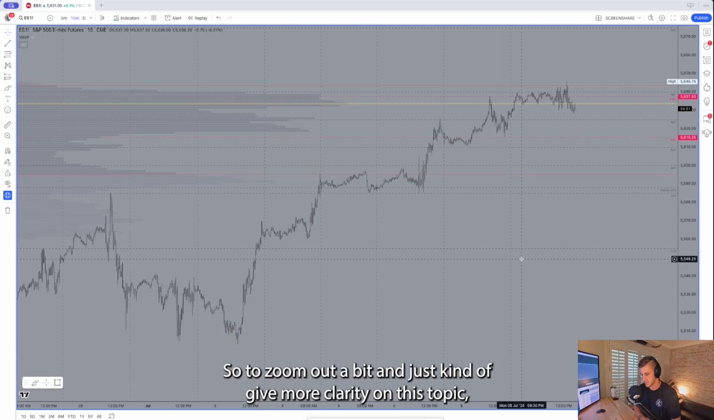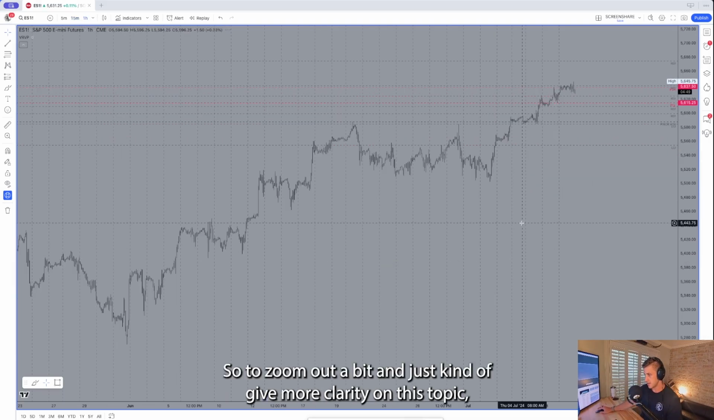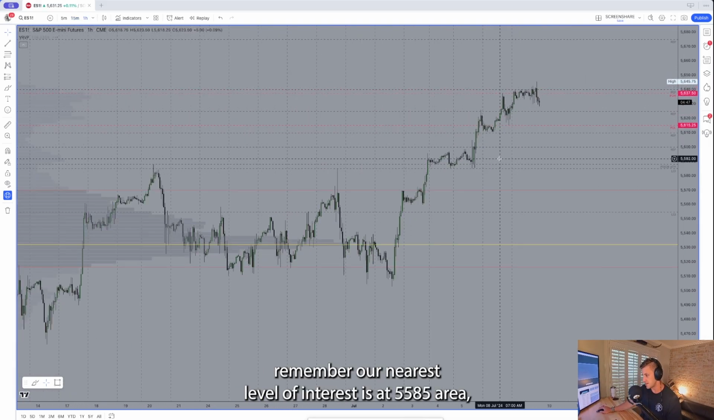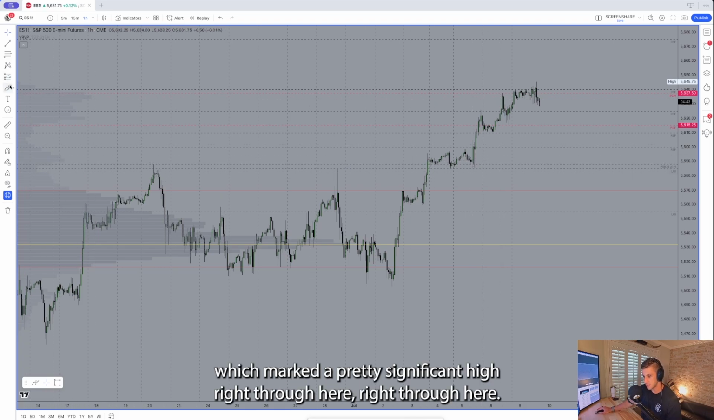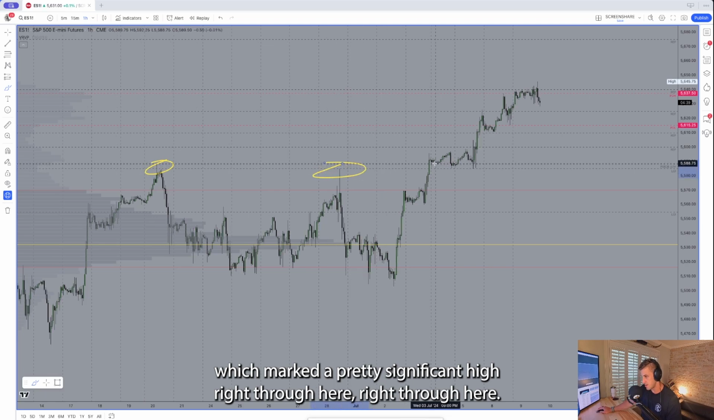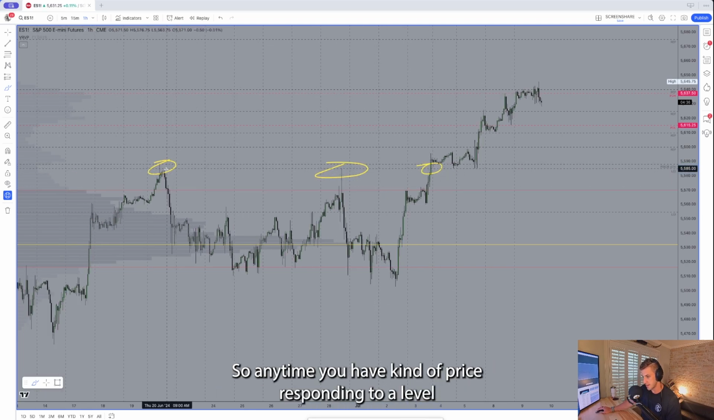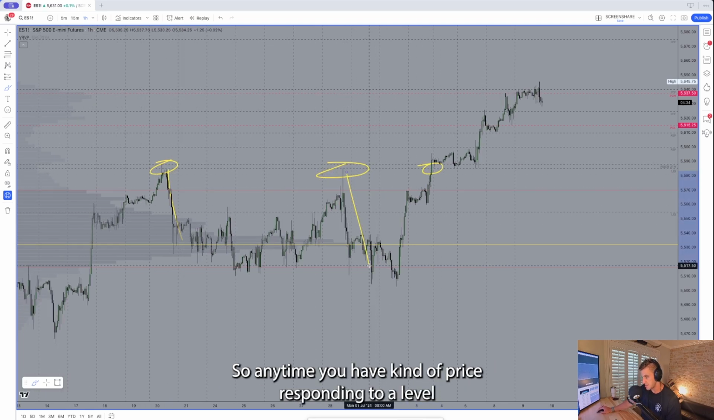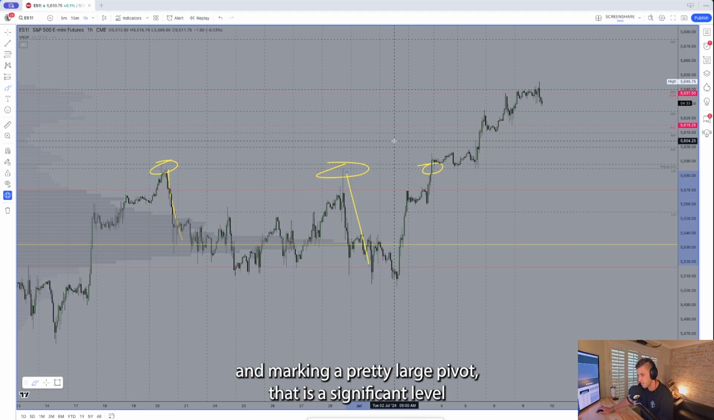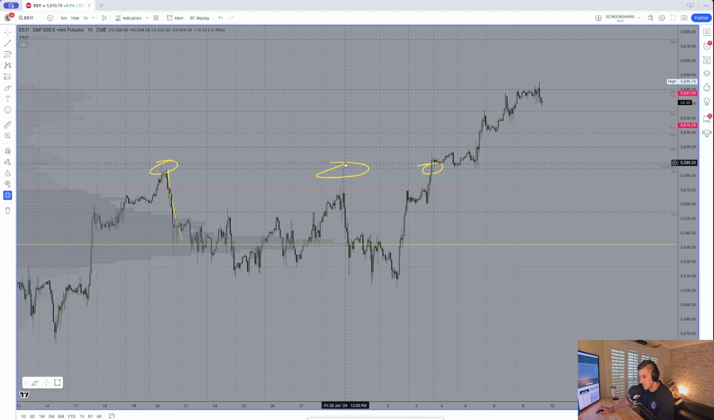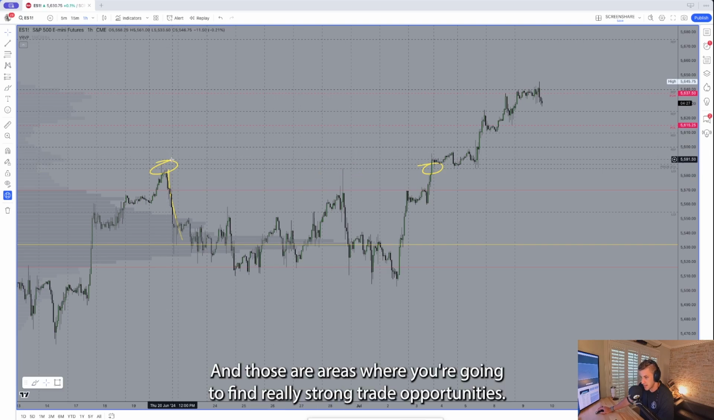So to zoom out a bit and give more clarity on this topic, remember our nearest level of interest is that 55.85 area, which marked a pretty significant high right through here, and then the breakout point right through here. So anytime you have price responding to a level and marking a pretty large pivot, that is a significant level in price. And those are areas where you're going to find really strong trade opportunities.